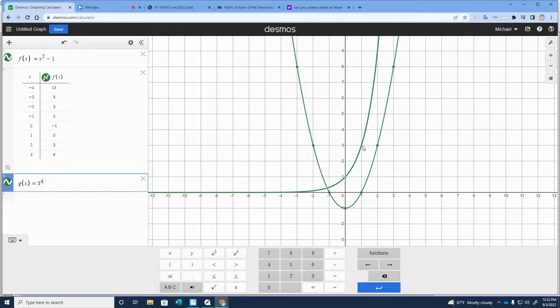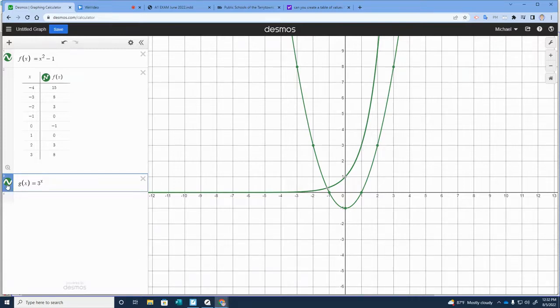Now I can see it's the same color as the other one. I don't like it to be the same color, so I'm going to hold that down over there on the left side where it's green. I'm going to change it to blue. There you go. All right, so now my exponential function is blue.